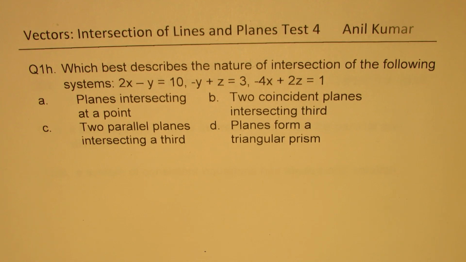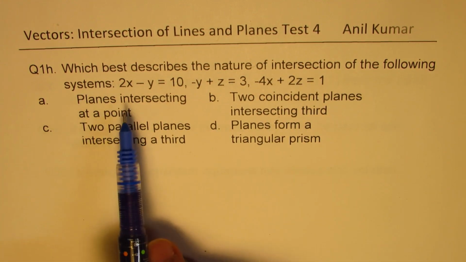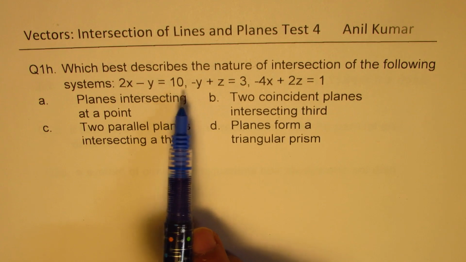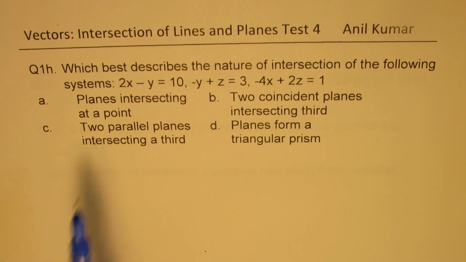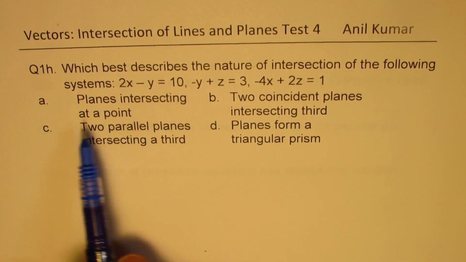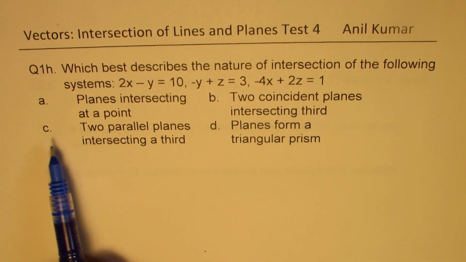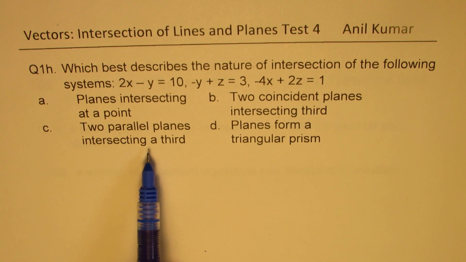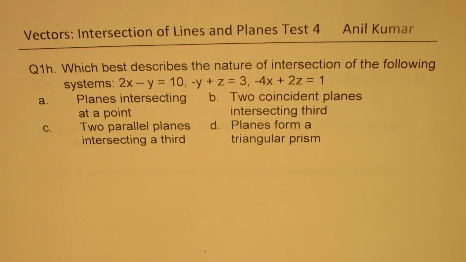Here is a very important multiple choice question for you. We are looking into intersection of planes. The question here is, which best describes the nature of intersection of the following system? 2x minus y equals 10, minus y plus z equals 3, minus 4x plus 2z equals 1. A, do we have planes intersecting at a point? B, two coincident planes intersecting the third one. C is two parallel planes intersecting a third, and D is planes form triangular prism.